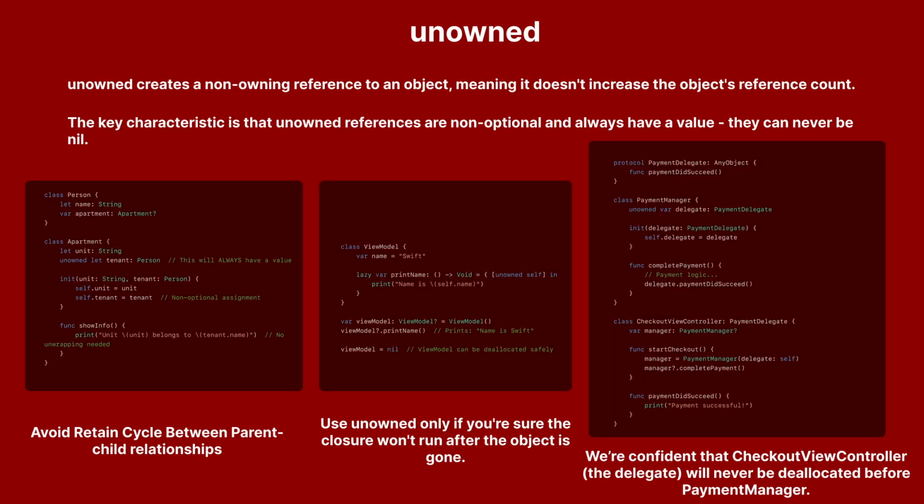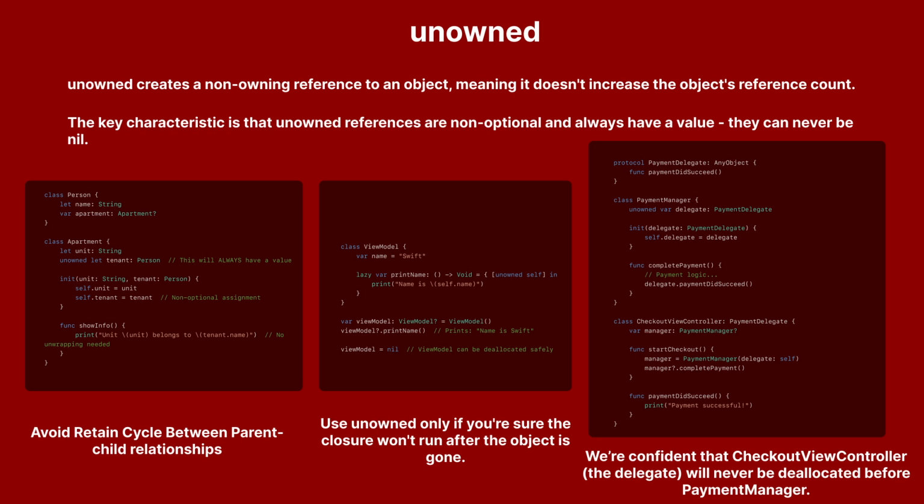An unowned reference creates a non-owning reference to an object, meaning it does not increase the object's reference count. A key characteristic of unowned references is that they are non-optional and must always have a value. They can never be nil.